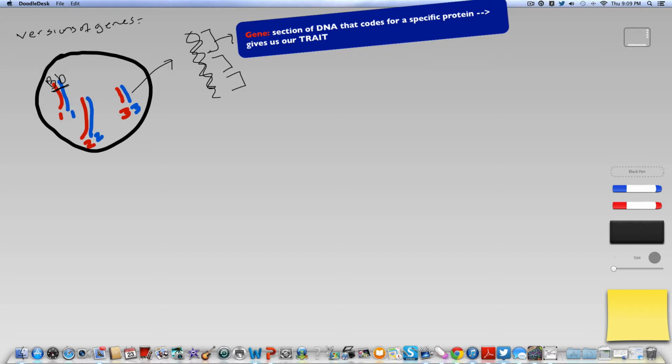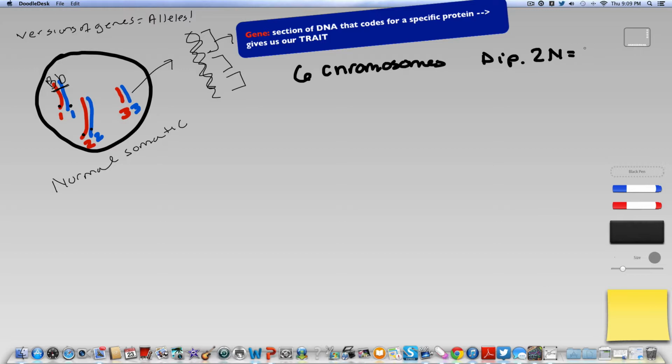So this should all be a review. Now remember, eye color really isn't that simple. It's a lot more complicated than that, but for the sake of this example, we'll go ahead and use eye color. So when we look at this cell, this would be a normal somatic cell, and it is not dividing. Now, each of these would be considered a chromosome. This is a chromosome, this is a chromosome, chromosome, chromosome, chromosome. So we have 6 chromosomes. That means our diploid number, or 2N, equals 6.